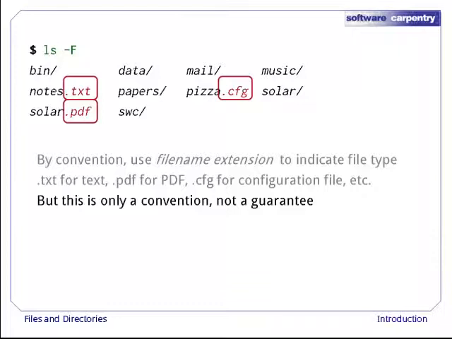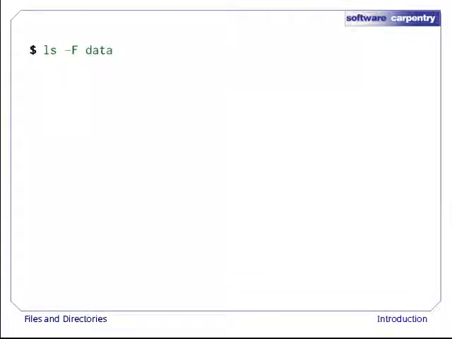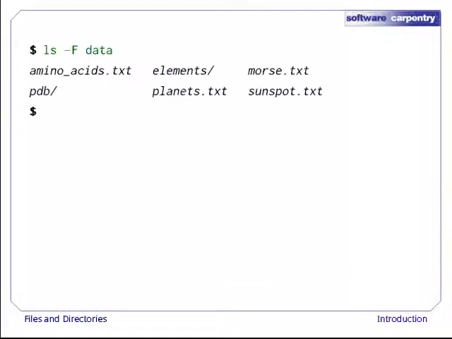Now let's run the command ls -F data, which tells ls to give us a listing of what's in our data directory. The output shows us that there are 4 text files and 2 directories. This hierarchical organization helps us keep our work organized.